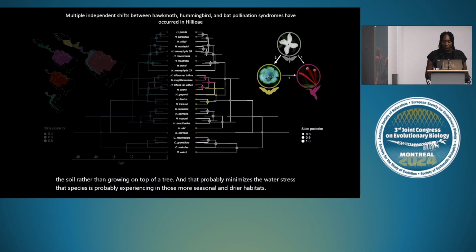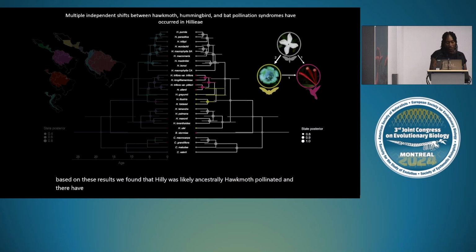And so next, I performed an ancestral state reconstruction of pollination syndromes. Based on these results, we found that Hylia was likely ancestrally hawk moth pollinated. And there have been 2 independent shifts from hawk moth to bat pollination, one from hawk moth to hummingbird, and then one from bat to hummingbird.